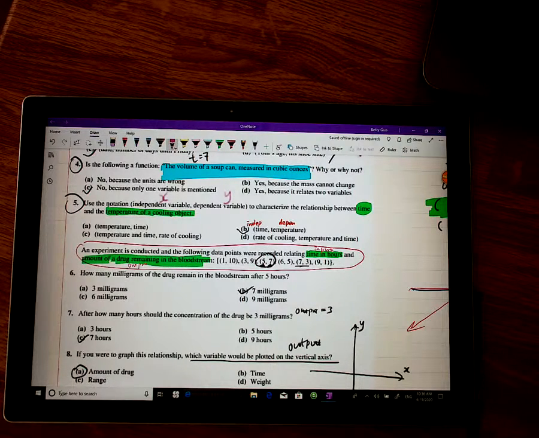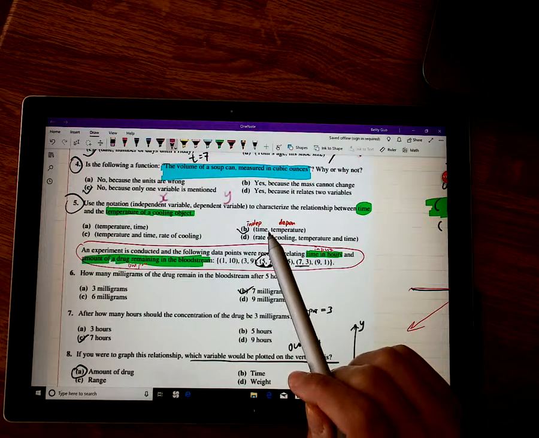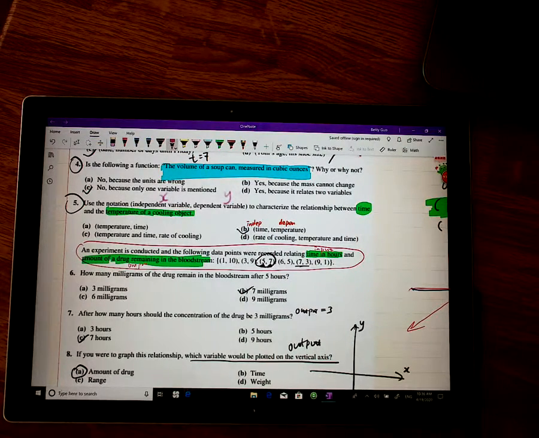The temperature would change as the time passed by, right? For a cooling object, when the time passed by, the temperature would go down. So it's a decreasing function. We should choose B. Time would be the independent variable, and the temperature would be the dependent variable. The other three do not make sense.